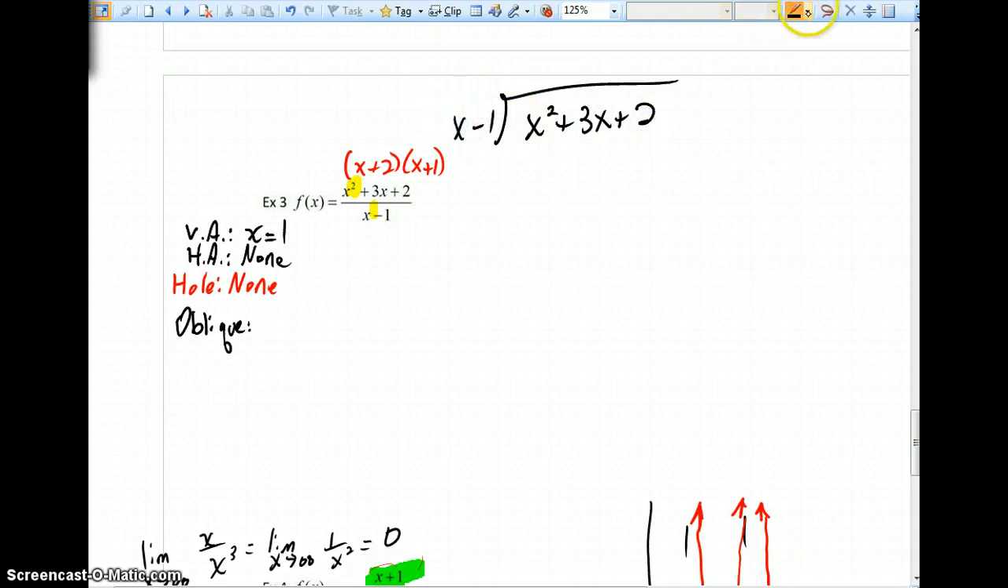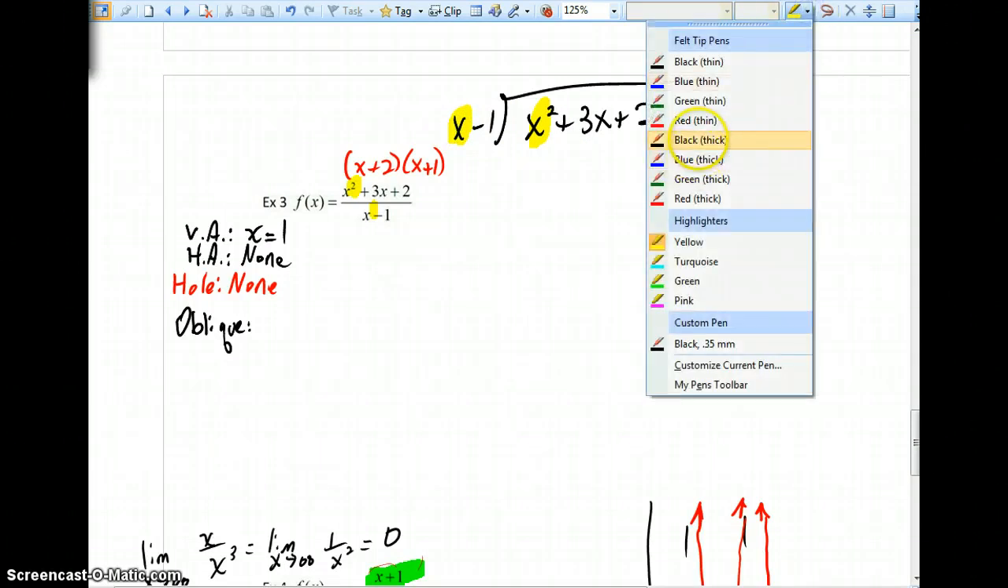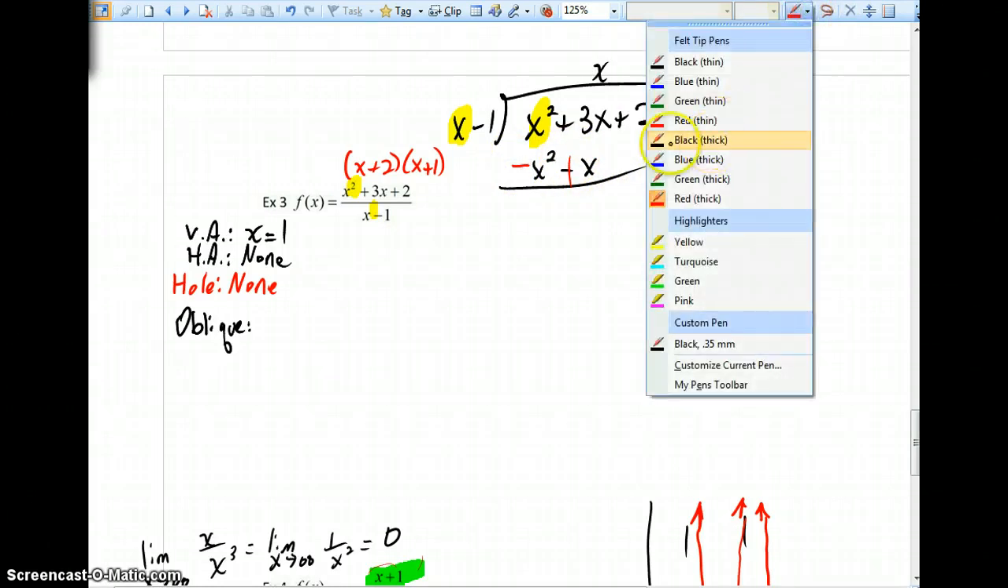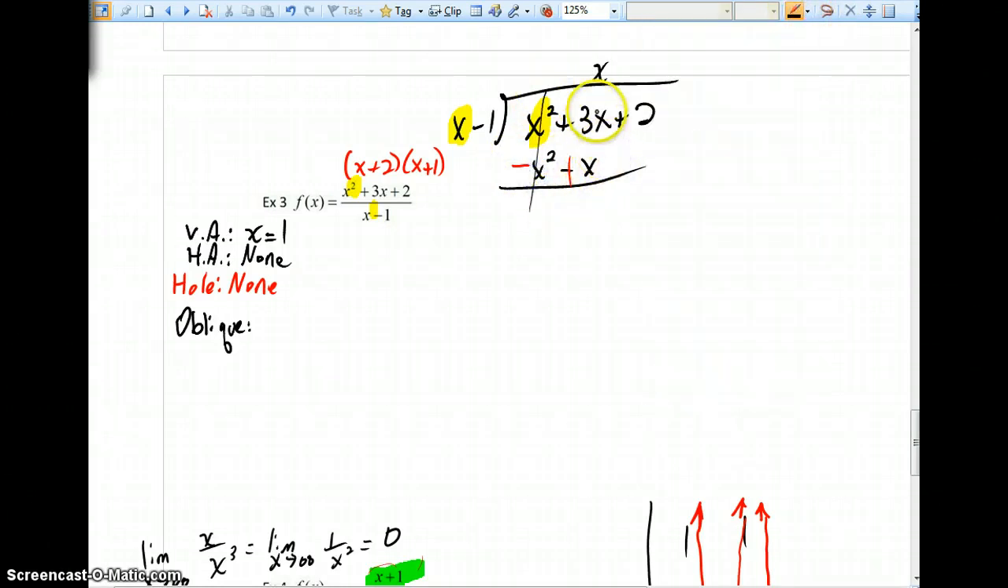And just reapproaching this, hopefully this is going to go a little bit quicker. Look at these leading terms. What times x is x squared? Well, an x. Multiply to both. We'll have x squared minus x. Well, then what do we do? Well, we change both signs and we add. This first term cancels out. 3x plus 1x is a 4x.